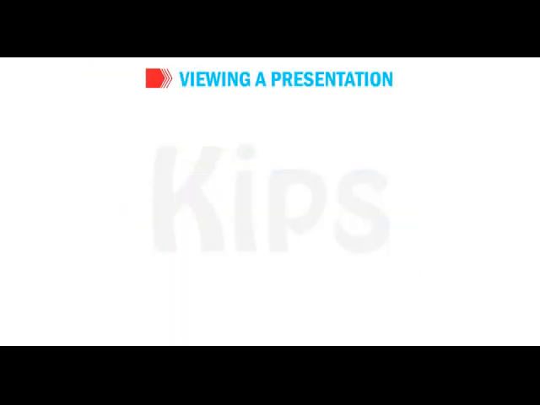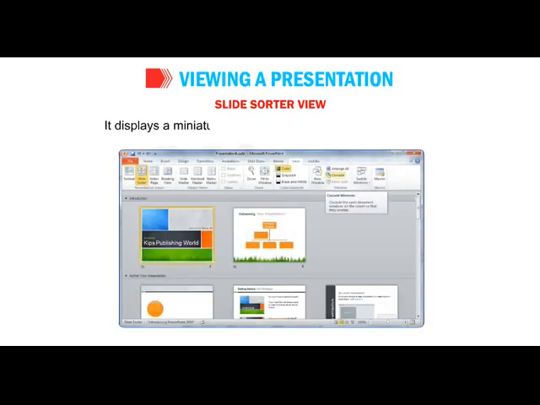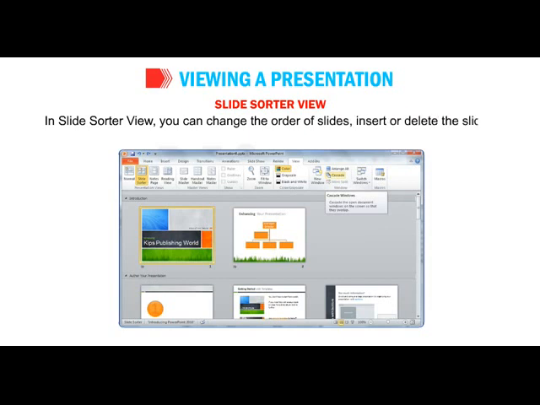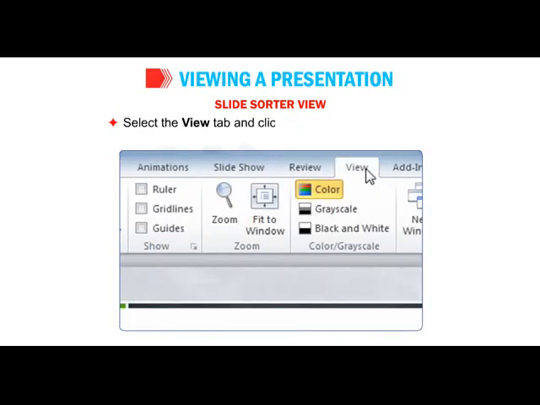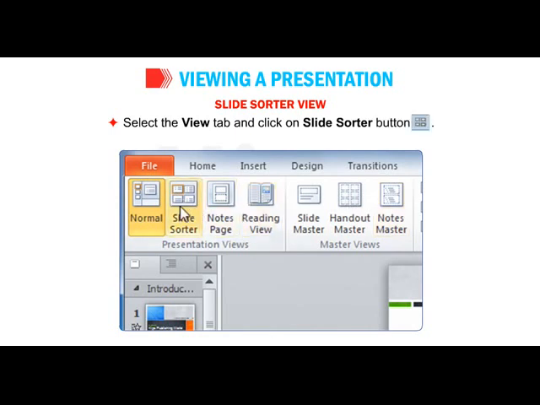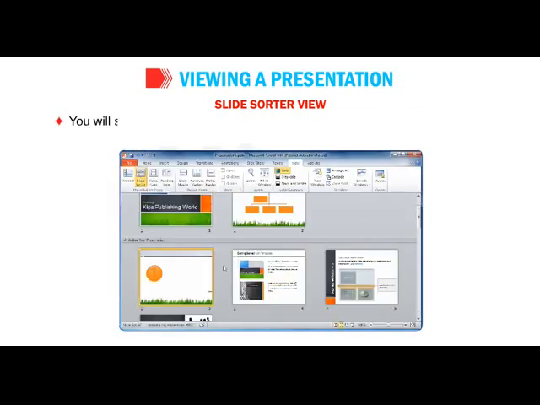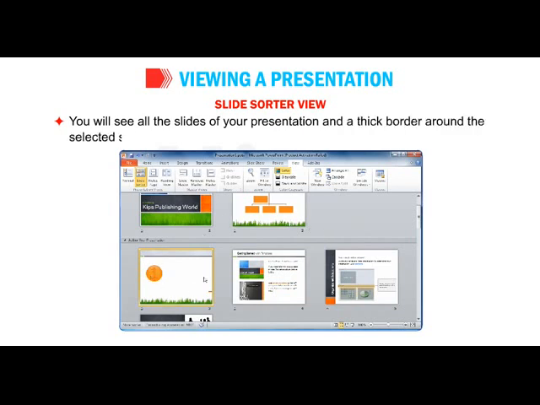Let me now tell you about Slide Sorter View. It displays a miniature view of all the slides in a presentation. In Slide Sorter View, you can change the order of the slides, insert or delete the slides, add transitions, and set the timings for the slideshow. Select the View tab and click on the Slide Sorter button. You will see all the slides of your presentation and a thick border around the selected slide.